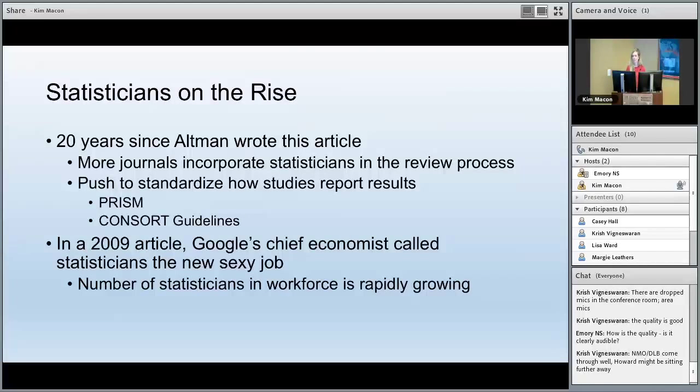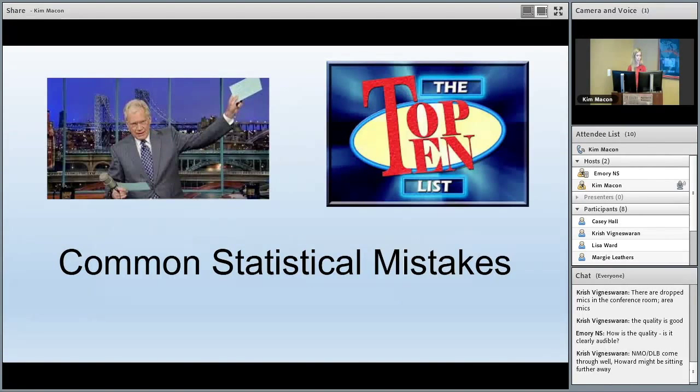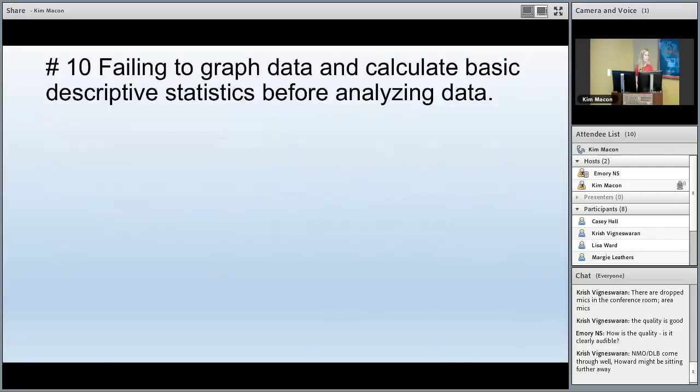Google's chief economist called statisticians the new sexy job. And actually the number of statisticians in the workforce is rapidly growing. So why does that make me want to talk about common statistical mistakes? Well, because statisticians are being involved in the review process, these types of mistakes are being picked up more and more, and it's likely that a statistician is going to review your paper. So if you can avoid these mistakes on the front end, then the likelihood that you would have to get another review, at least by a statistician, should be low.